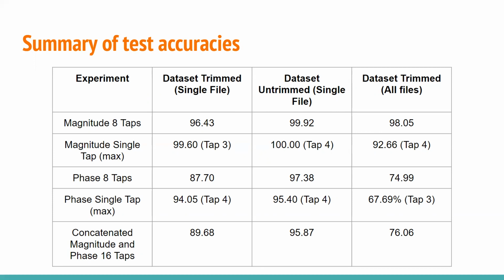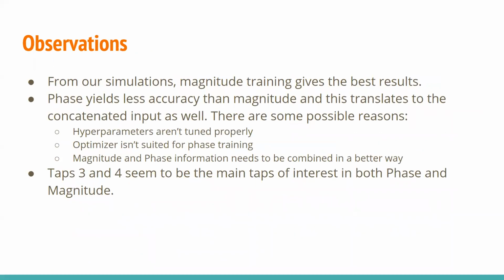Let's move on to the observation section. So from the table and from our simulations, you can see that magnitude training gives the best results irrespective of how many of our files or whatever experiment it is. And phase is yielding less accuracy than magnitude, and this translates to the concatenated input as well, as we are taking both phase and magnitude. So there could be a possible number of reasons for this.